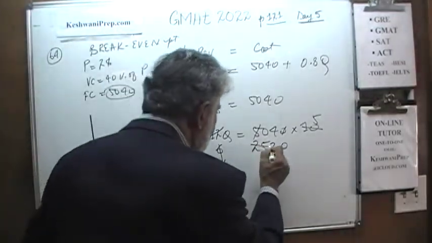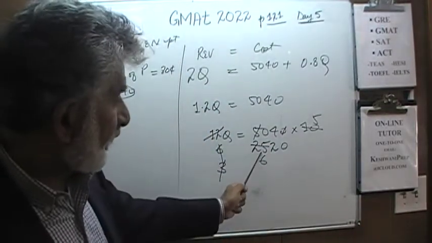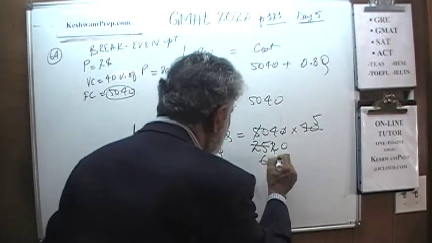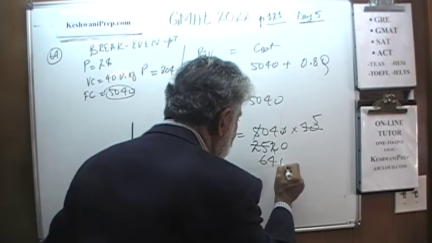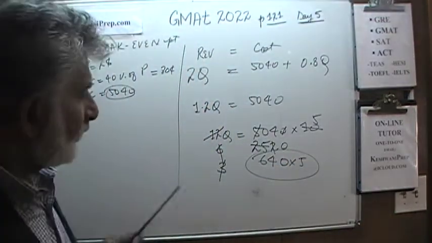3 goes away. 25 is made up of 6, 6 for the 24. After we take away 24 from the 25, we have a remainder of 1 that goes here, becomes a 12, and 12 has 4. Yes, there you go. 6 times 40 times 5 is what we're looking for.